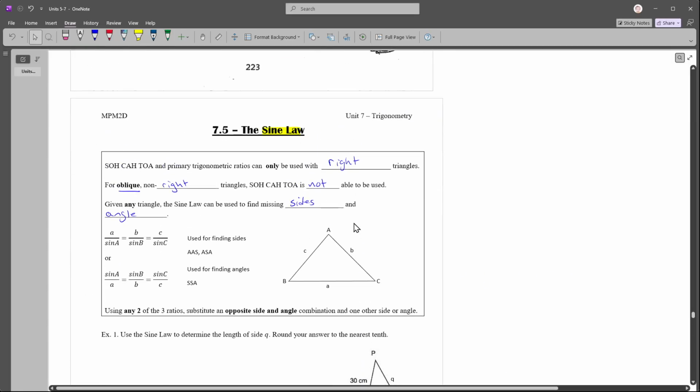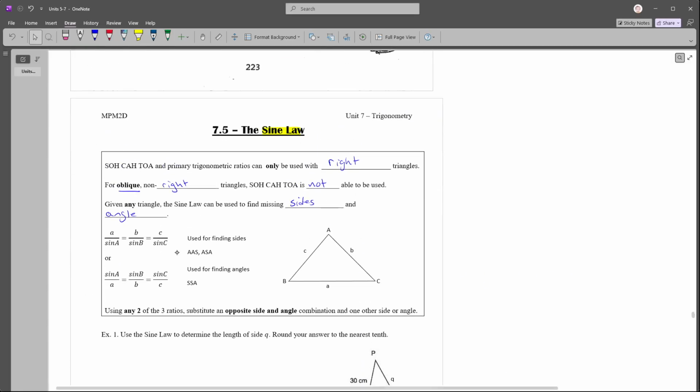There we go. 7.5. We're back at it again. Okay. So whenever we want to apply the sine law, we have to set up these ratios. Now, you can have any 2 of the ratios assigned to each other. It doesn't have to be all 3. Any 2 is fine.